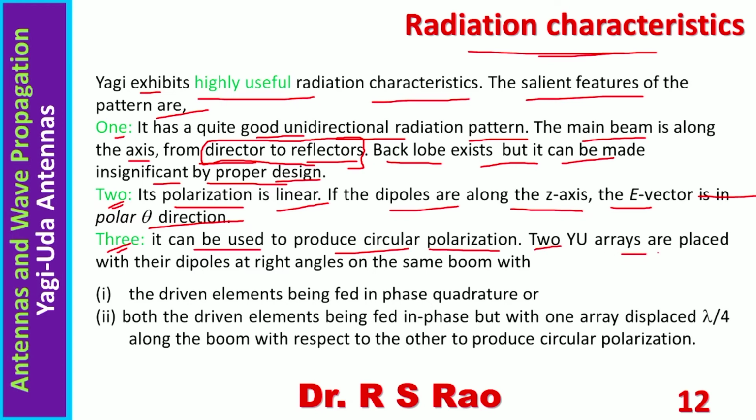Two Yagi Uda arrays are placed with their dipoles at right angles on the same boom, with the driven elements being fed in phase quadrature, or both the driven elements being fed in phase, but with one array displaced lambda by 4 along the boom with respect to the other to produce circular polarization. These are two techniques by which one can generate circular polarization from two Yagi arrays.